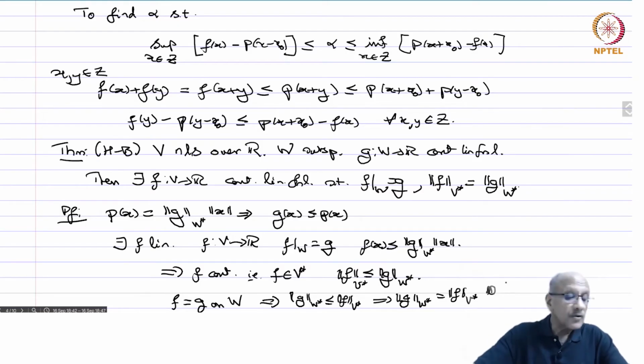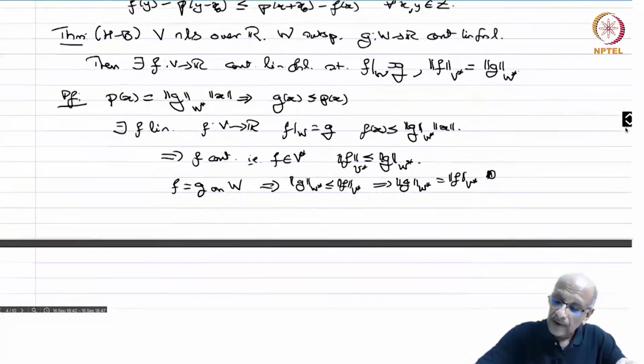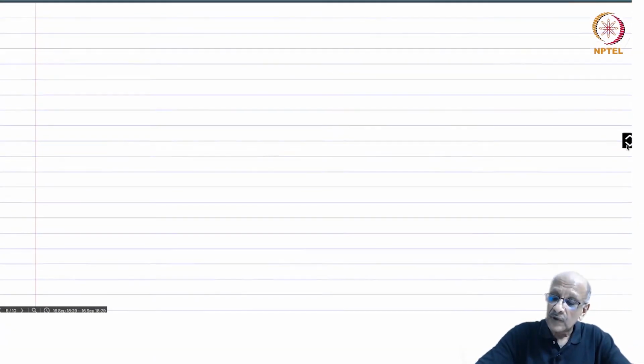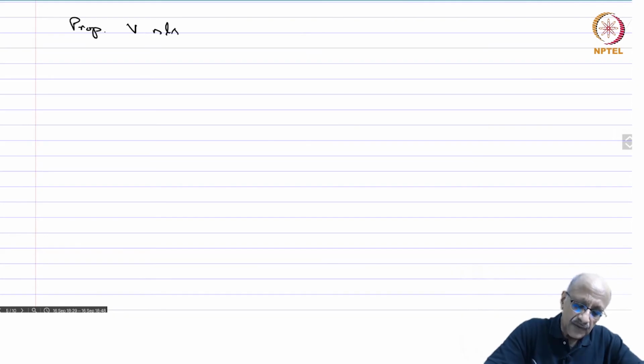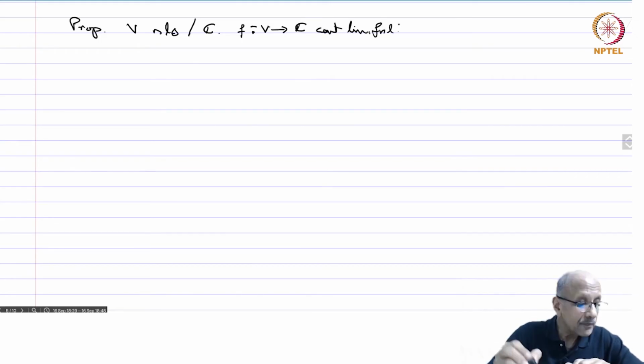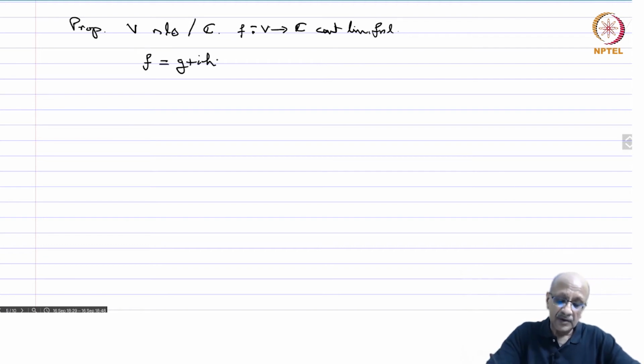Okay. So now, this is one place where, because we are dealing with inequalities, of course we only have to deal with the real vector space. So now we want to prove the extension theorem also for a complex vector space. So before we do that, we want to look at the anatomy of a continuous linear functional on a complex vector space. So proposition. V is a normed linear space over C. Now F from V to C a continuous linear functional. So then you write F equals G plus iH, the real and imaginary parts of F.